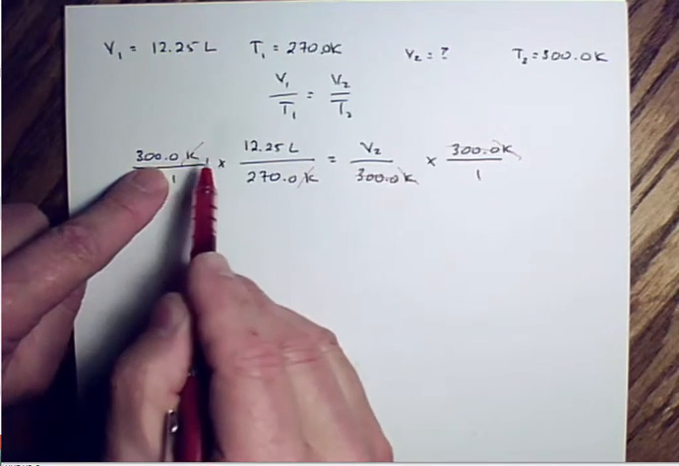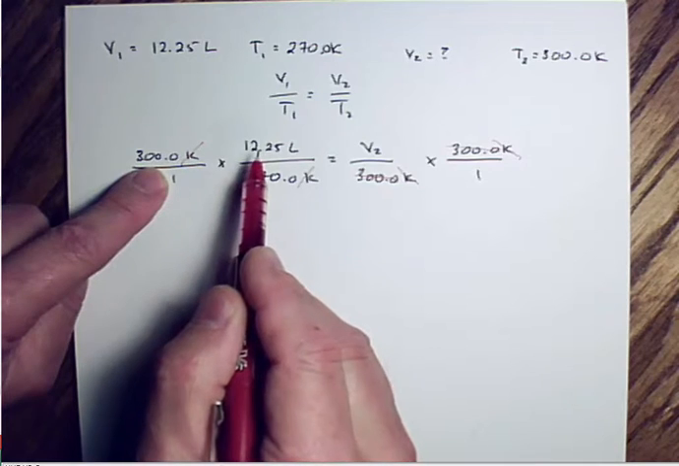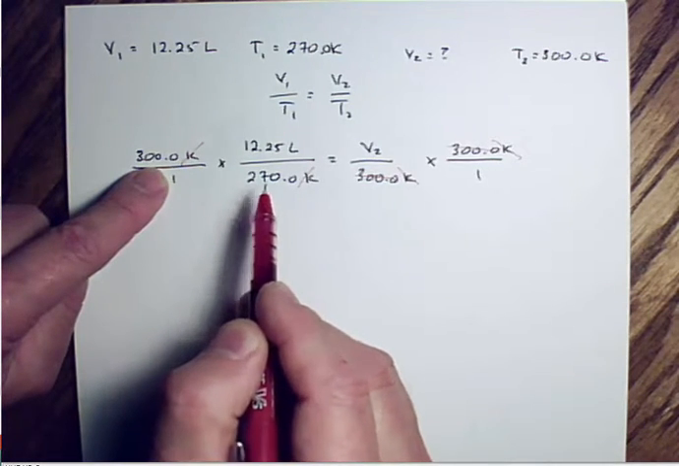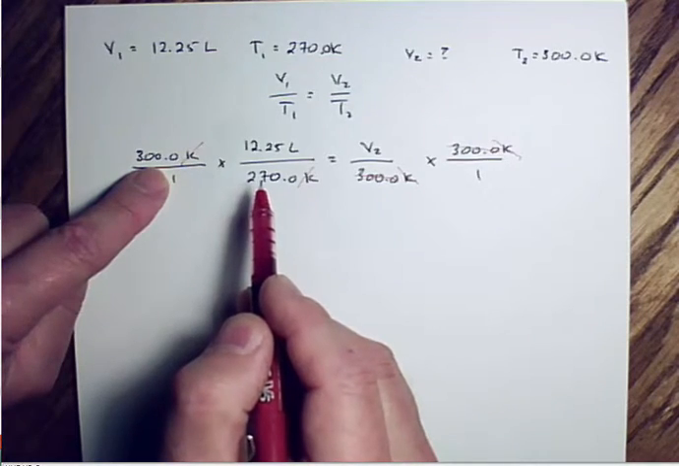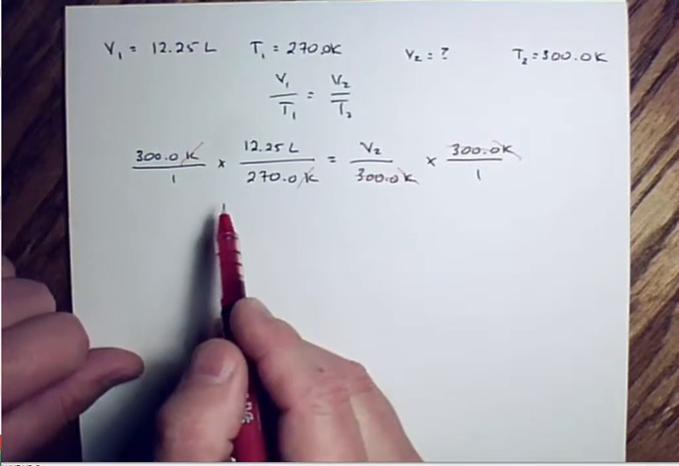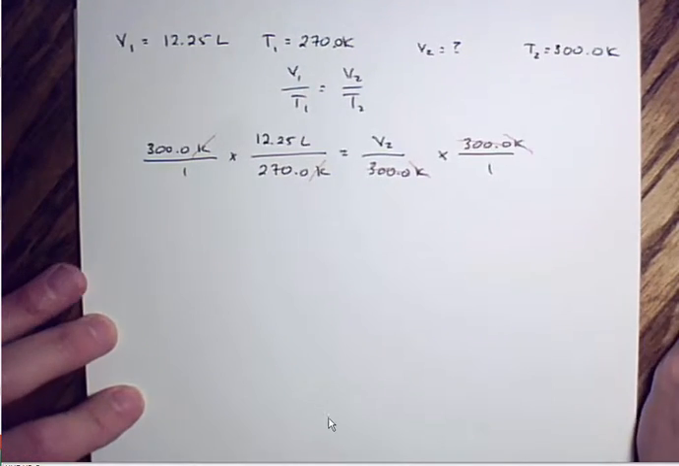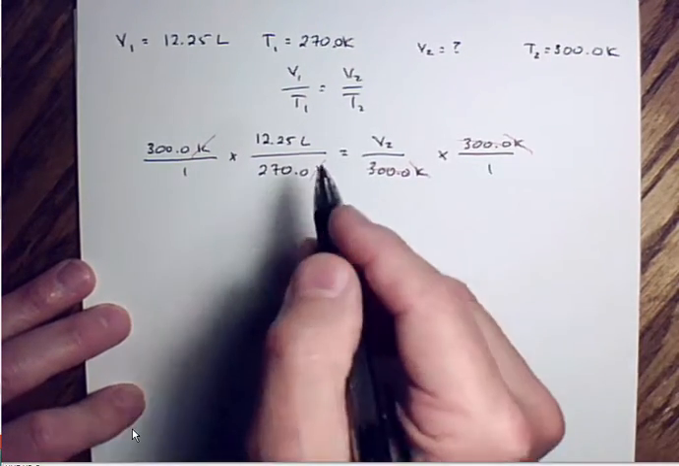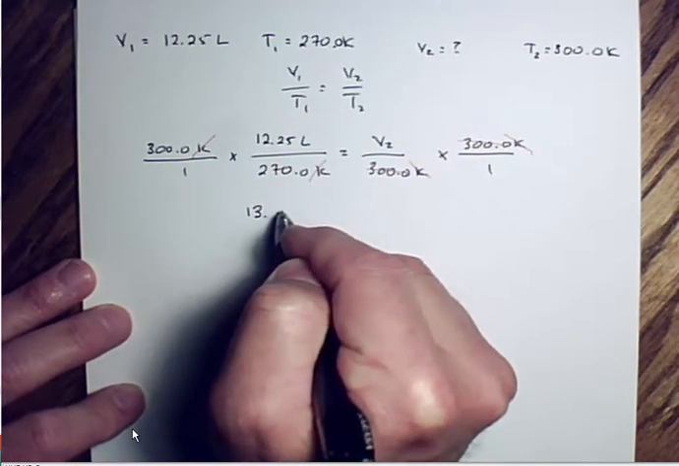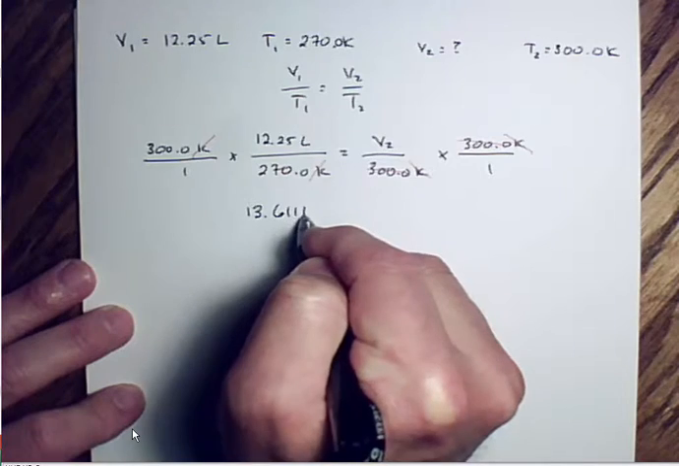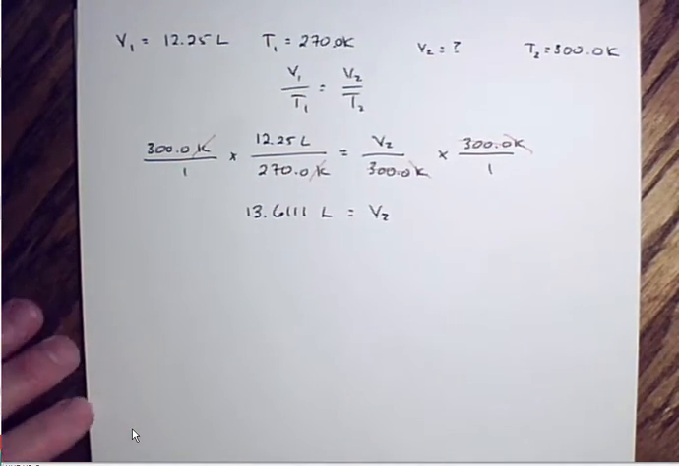All we got to do is multiply this number times this number, hit enter on the calculator, and then divide, put in this number, hit equals again. This is what we learned to do in stoichiometry, and we learned to do in Unit 1. I told you over and over how to solve these problems. This should be pretty easy by now. All right, so since we're ready to solve now, the answer I get is 13.6111 liters equals V2.